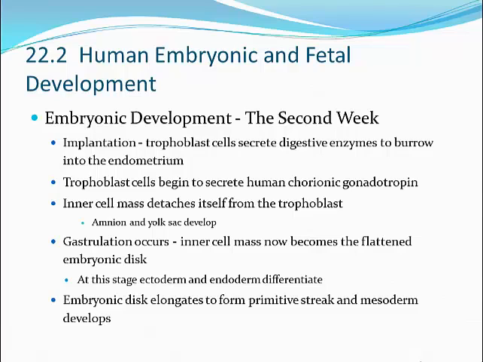The inner cell mass detaches itself from the trophoblast. The amnion and yolk sac develop. The yolk sac serves no nutritional purpose in humans as it does in chicks and other organisms, but it is the site of blood cell formation. The amnion has a cavity where the embryo and fetus develop. Also, gastrulation occurs. The inner cell mass now becomes the flattened embryonic disc. At this stage, the ectoderm and endoderm differentiate. The embryonic disc elongates to form the primitive streak, and mesoderm develops.